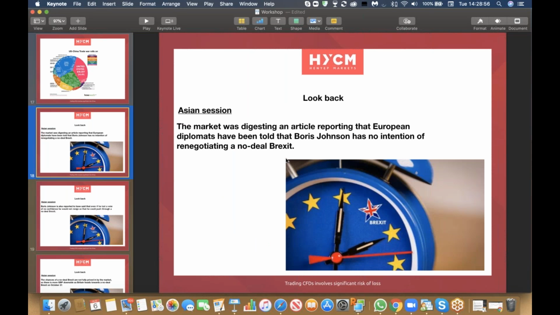Okay, Asian session. We had some more news for the pound as well. The market was digesting an article reporting that European diplomats have been told that Boris Johnson has no intention of renegotiating a no-deal Brexit. So in the UK the tone has shifted. I live here in the UK, and Boris Johnson's approach is entirely different to Theresa May's. Boris Johnson is really going for a no-deal Brexit.